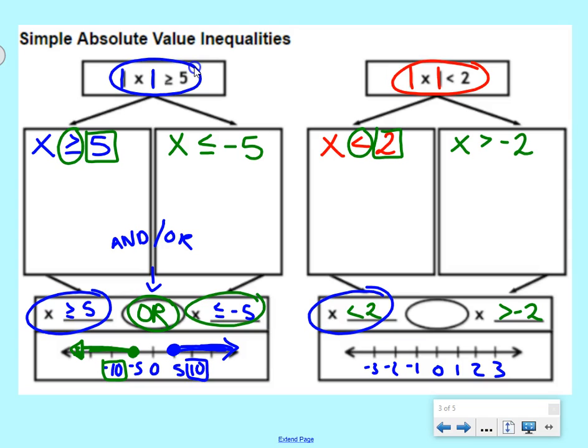X is less than 2. We'd have an open circle at 2. 1 is less than 2, so we're going to shade that direction. X is greater than negative 2. We have an open circle at negative 2. Negative 1 is greater than negative 2, so we shade in that direction. So this meets in the middle, which means and goes in the middle. It's an and compound inequality.